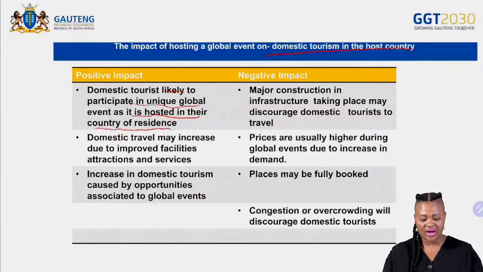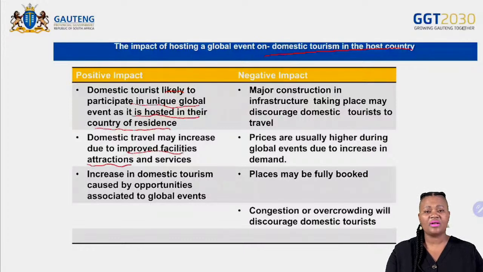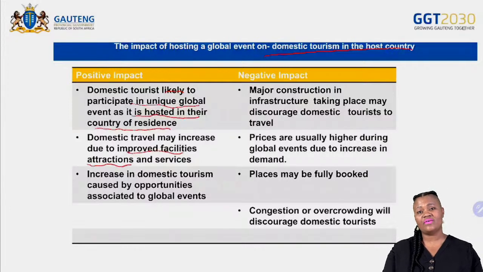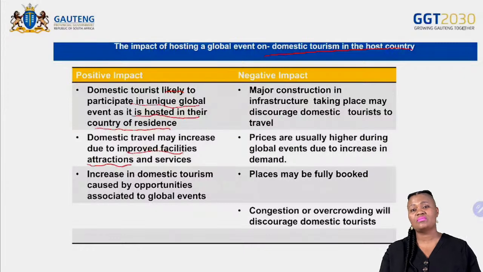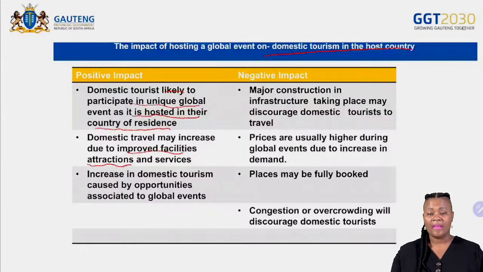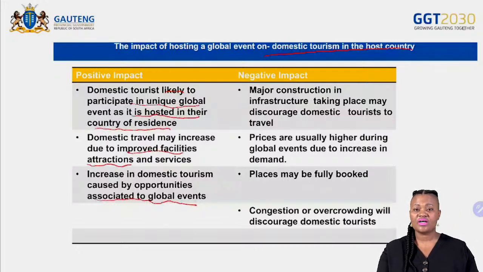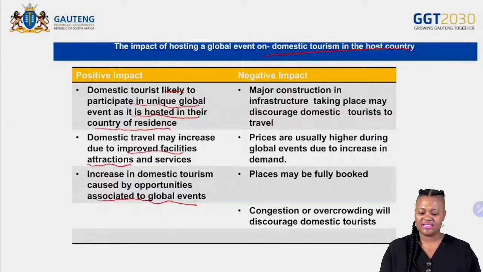And then also domestic travel may increase due to improved facilities, attractions, and services, meaning that maybe now it is easier to get around, it's easier to go to certain attractions. And this can be beneficial during the events and also after the events, because the facilities that were improved would also be beneficial for domestic tourism after the event. And then there is an increase in domestic tourism caused by opportunities associated with global events.